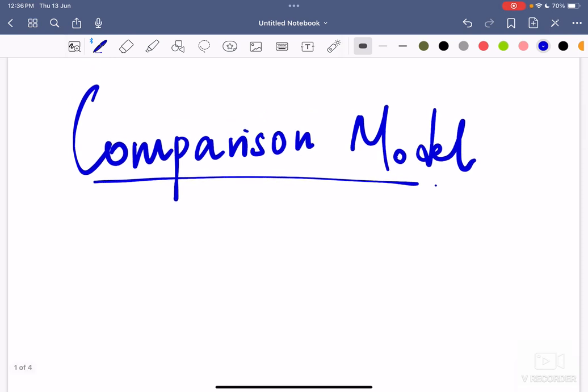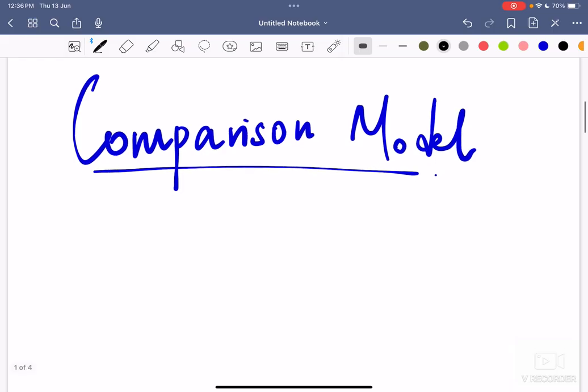Hi guys, now I'm going to be teaching you how to draw comparison models. But firstly, what is a comparison model? Comparison models are bar models that will help you to solve problem sums which consist of two or more items, two or more subjects, that is comparative. What do I mean by that?